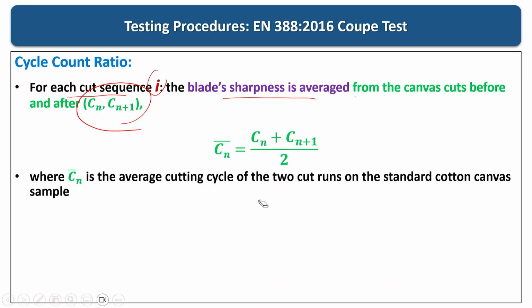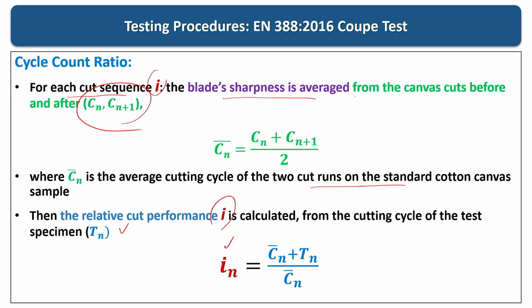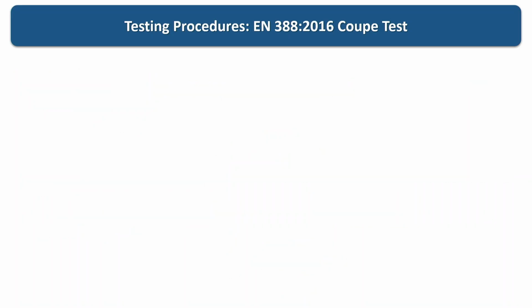So, C n bar is the average cutting cycle of the two cuts on the canvas, and relative cut performance I is calculated from the cutting cycle of the test specimen Tn. This is In for the nth sequence: C bar n plus Tn by C bar n, that is a ratio we are calculating here. So, this is the cutting index In. That means it is a cutting performance we are calculating here.